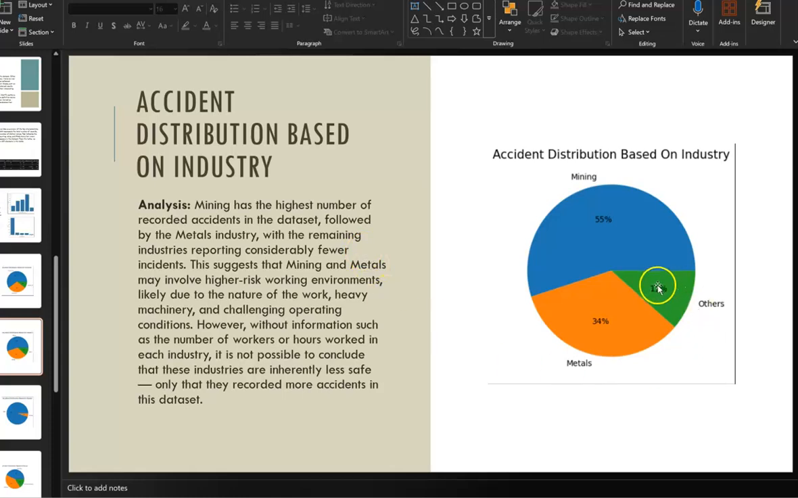Others, we're not 100% sure what they mean, but this could be just other. This just goes to show that mining and metals are the industries that cause a lot more accidents than other industries.